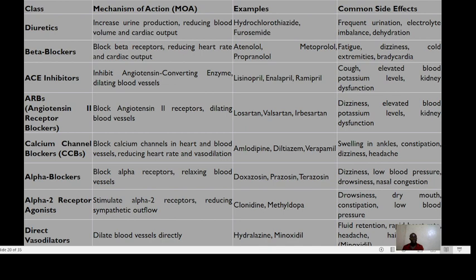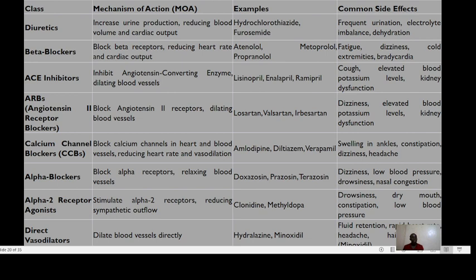Okay, remember this one inhibits the enzyme that converts angiotensin 1 to angiotensin 2, which is a potent vasoconstrictor. So we use the prils, enalapril, lisinopril. Okay, remember they normally have cough as a side effect. You also have angiotensin 2 receptor blockers. We call them the sartans, okay, like irbesartan, valsartan, losartan. They normally block the angiotensin 2 receptor, dilating the blood vessels.